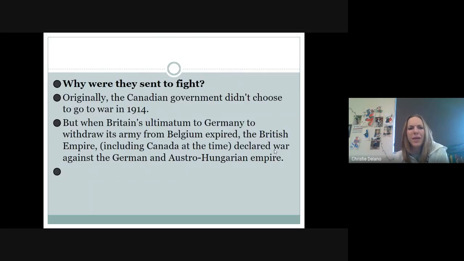So why do Canadian soldiers get sent to fight? This war is so far away. Remember, Canada's a very young nation. Canada does not have its own constitution yet, among other things. So the Canadian government didn't actually choose to go to war in 1914. But it is Britain's joining of the war that pushes Canada into the war.